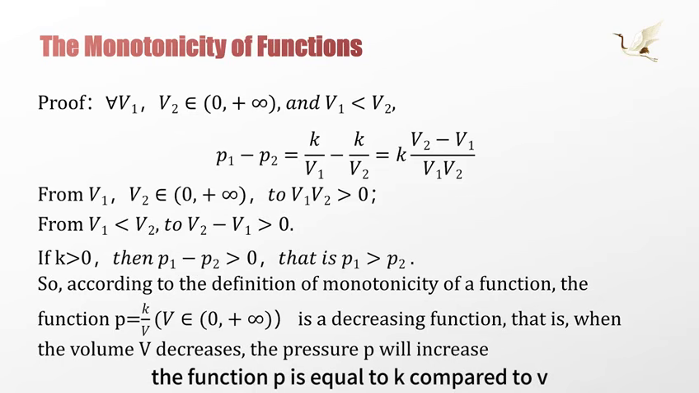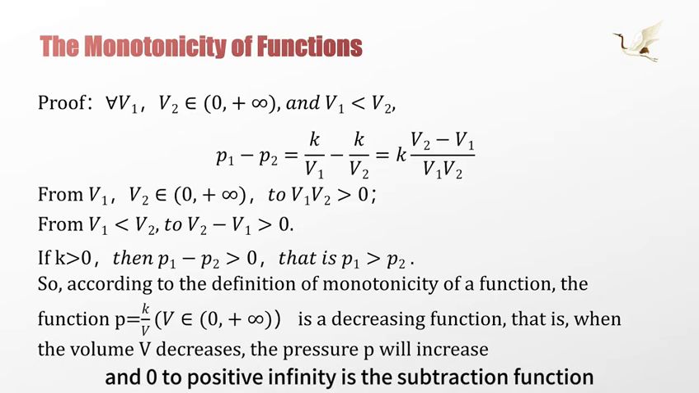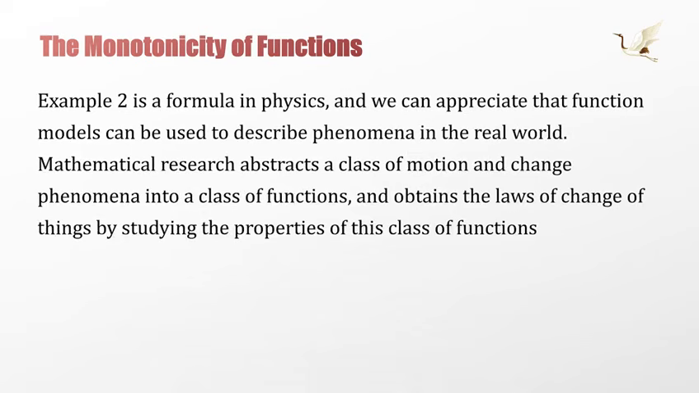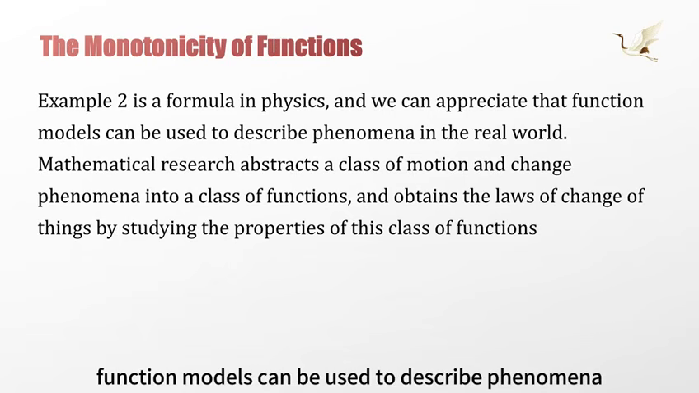the function P equals k over V, where V belongs to the open interval 0 to positive infinity, is a decreasing function. When the volume V decreases, the pressure P will increase. Example 2 is a formula in physics from which we can understand that function models can be used to describe phenomena in the real world.